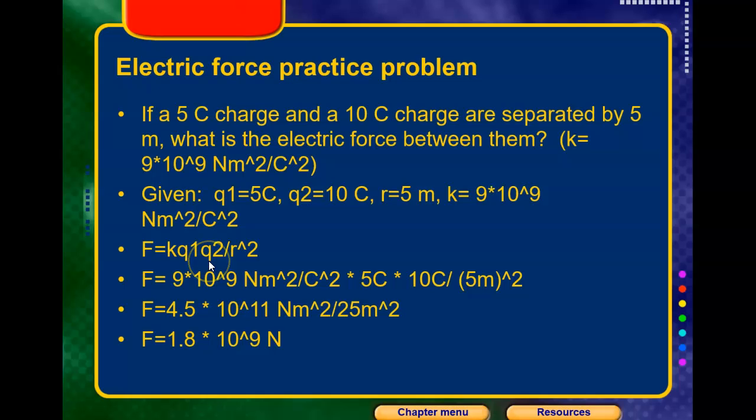On your practice sheet, you're going to have to rearrange this equation to solve for the answers. This is the end of the video. Make sure you answer the questions, and we'll see you in class.